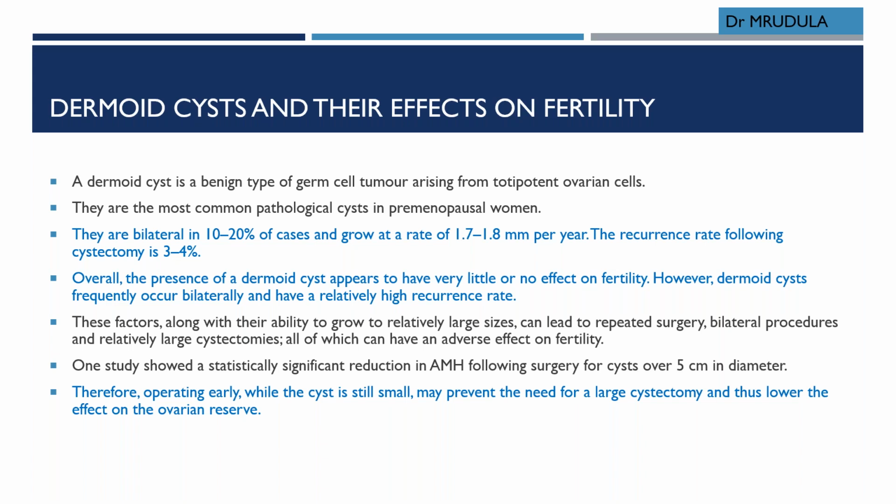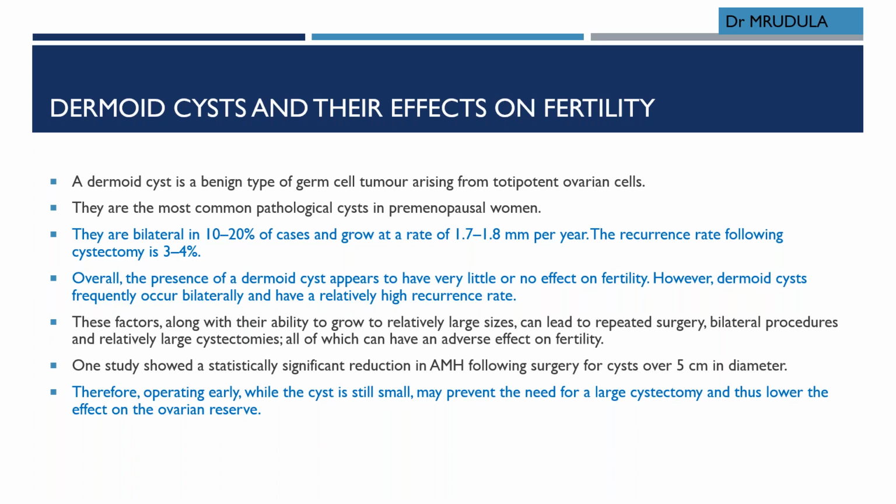A dermoid cyst is a benign germ cell tumor which arises from totipotent ovarian cells. These are the most common pathological cysts in premenopausal women. Functional cysts are the most common cysts, but we don't call them pathological cysts. So the most common pathological cyst in premenopausal women is the dermoid cyst. They are bilateral in 10 to 20% of cases. The rate of growth is 1.7 to 1.8 millimeter per year. Recurrence rate is 3 to 4% after cystectomy.